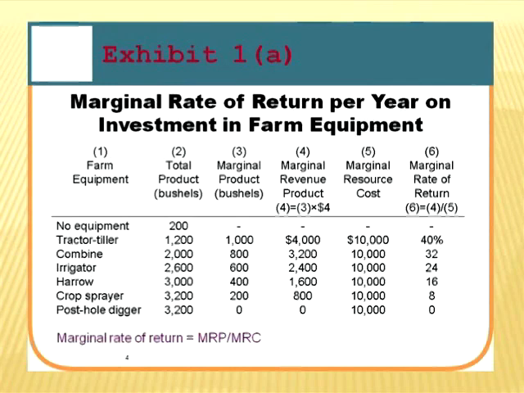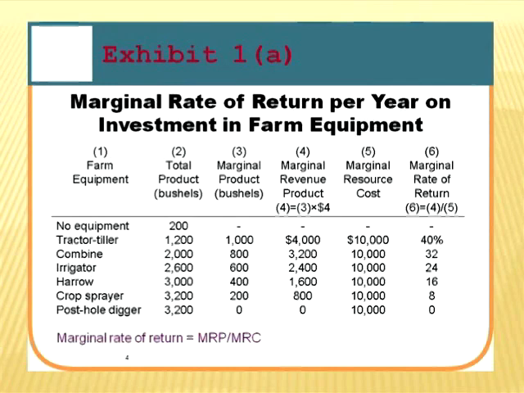So for the tractor tiller, we receive a 40% return. That is the marginal revenue product of $4,000 divided by the $10,000, which gives us 40%. For the combine, we receive a 32%.